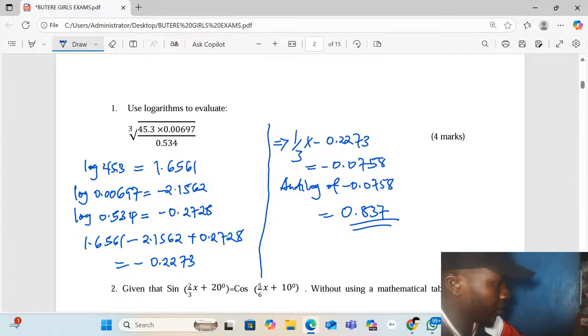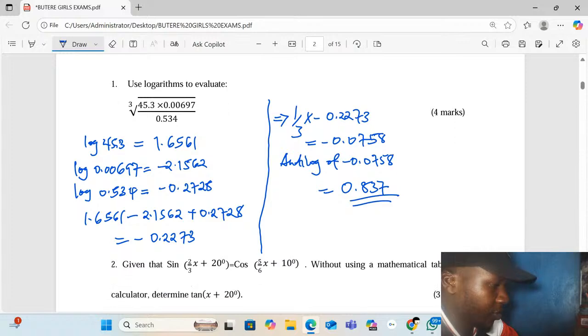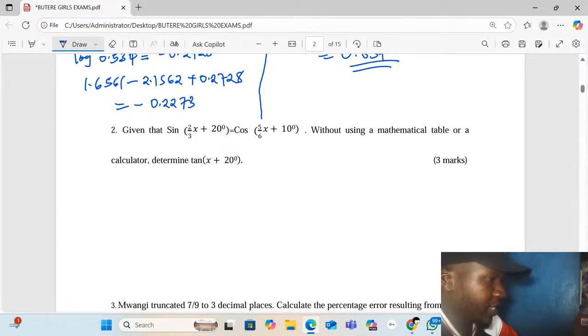Now we can move to the second question. Given that sin of (2/3 x plus 20) degrees is equal to cos of (5/6 x plus 10) degrees, without using a mathematical table or a calculator, you are supposed to determine tan (x plus 20).